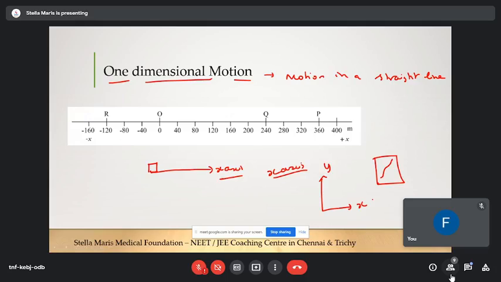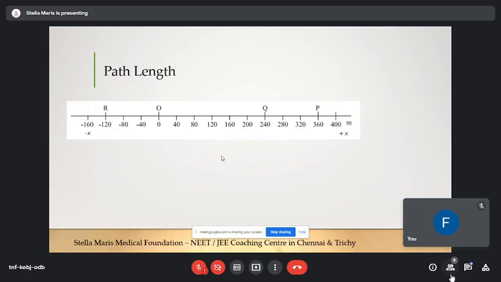One of the basic things you should know about path length is, as you already know, it is a scalar quantity, right? So what is a scalar quantity? You have studied in your early classes. It has only magnitude, sir. Yes, it has only magnitude and no direction. Very good.